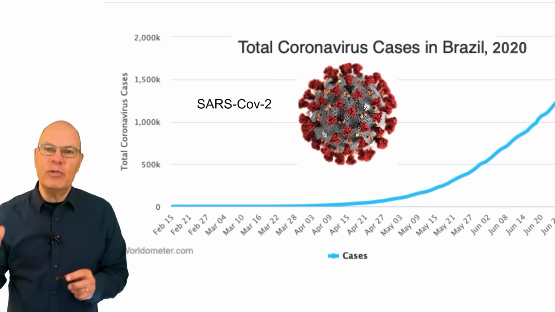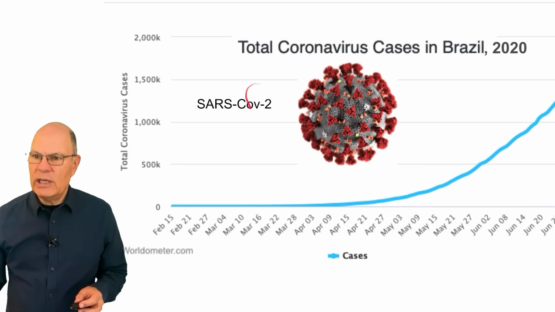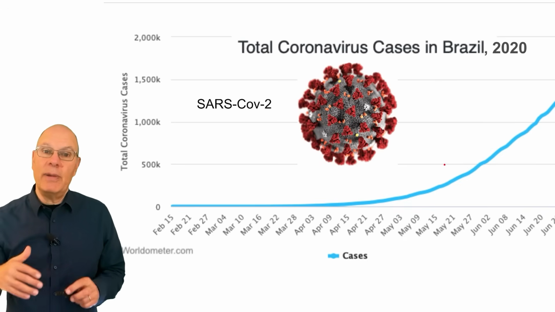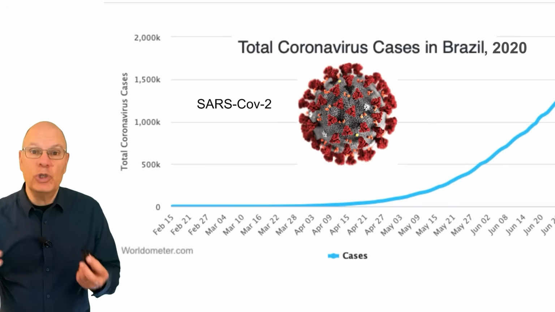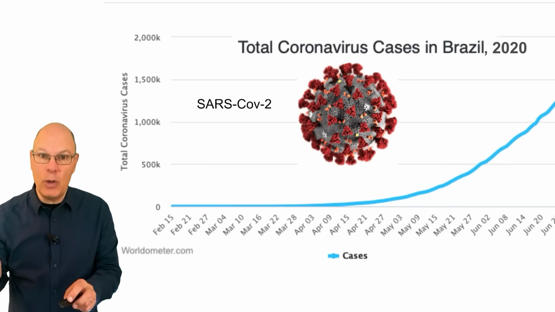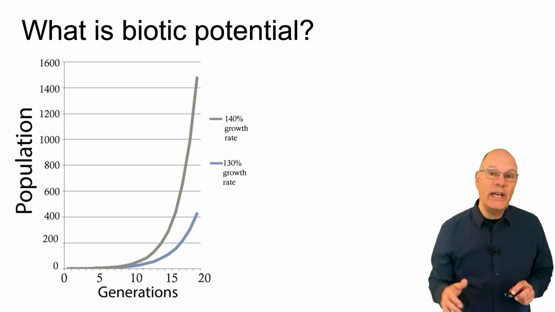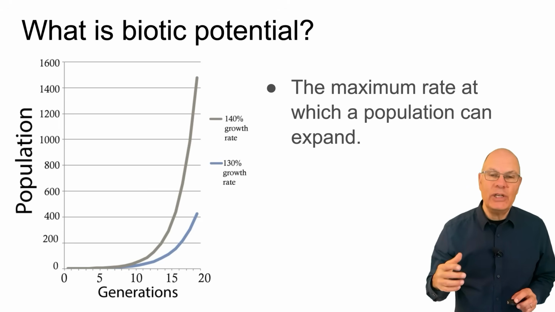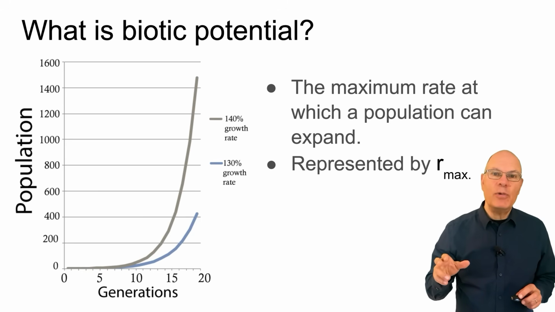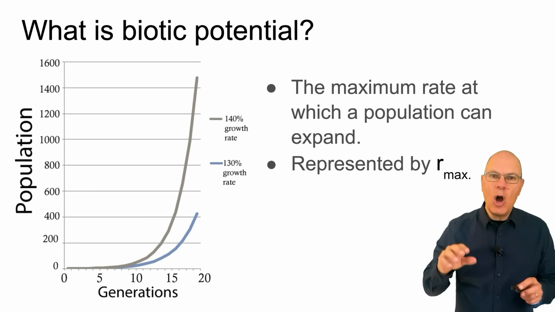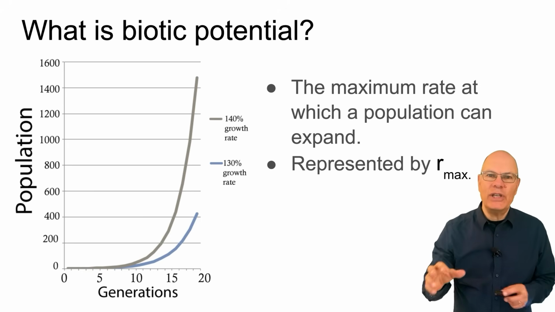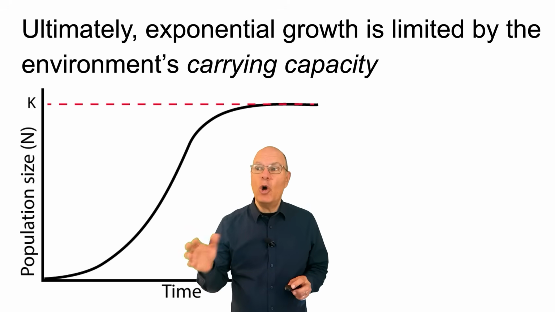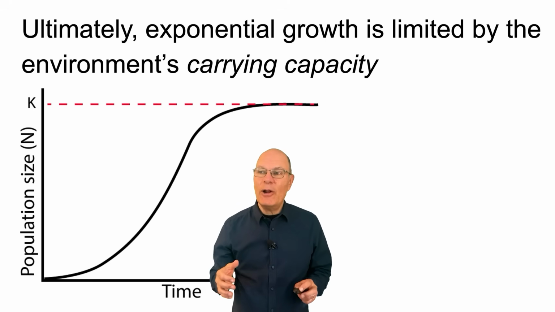This shows one country, Brazil, 2020, and you can see this exponential growth curve as the virus entered the Brazilian population and spread from individual to individual. Exponential growth is related to the idea of biotic potential, and that is the maximum rate at which a population can expand, and you can see it represented by the letter r sub max. That represents biotic potential. Exponential growth can't continue forever, and ultimately it's limited by the environment's carrying capacity.